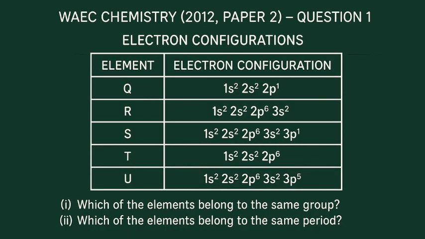So, here's a classic WAEC question. They give you a bunch of electron configurations and ask you to sort them out. This is all about testing your fundamental understanding of the table's layout. Go ahead, pause for a second, look at them, and see if you can figure it out before I walk you through it. Okay, you ready?